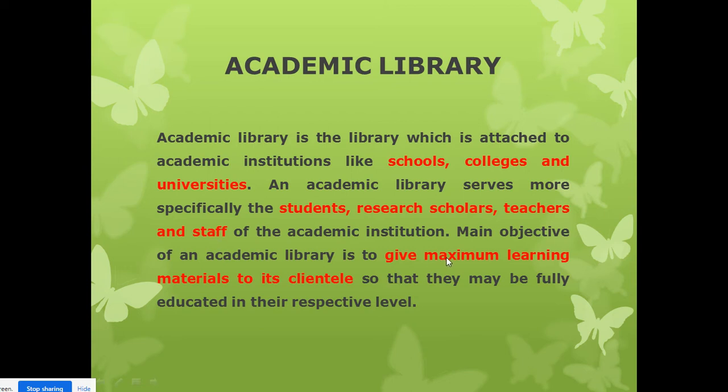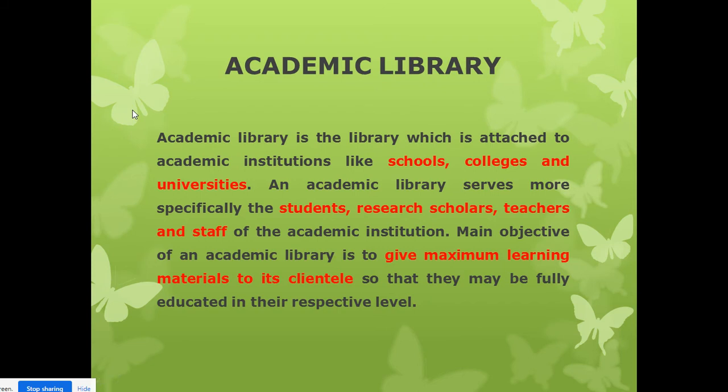Okay, understand? The main objective of an academic library is to give maximum learning materials to its clientele. What is the objective of the library? An academic library gives maximum learning material to its users or clientele, whatever you say, so that they may be fully educated in their respective level. Okay, it's very simple. I hope that you have understood very well.